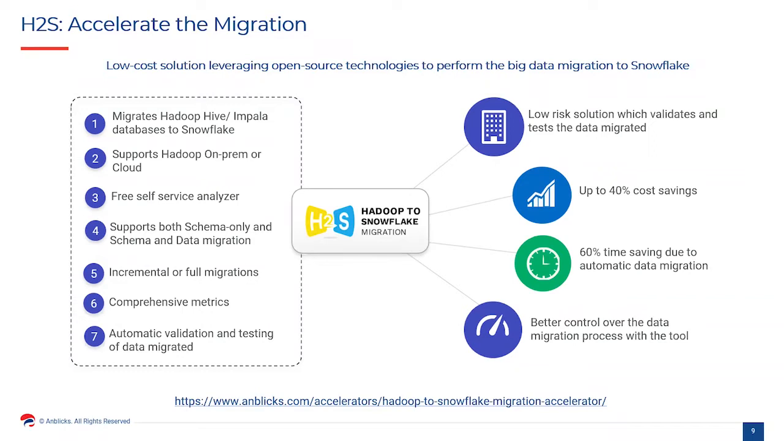H2S, an acronym for Hadoop to Snowflake, offers a free self-service analyzer to analyze your on-prem or cloud Hadoop environments and gives a detailed pre-migration report, so that you can look at it and then make a decision on how and if to use the tool. The tool also allows you to migrate schema only or both schema and data, along with supporting incremental and full runs. Most importantly, it has robust validations built in to perform both source to target validations and any custom validations you want to define within the tool.